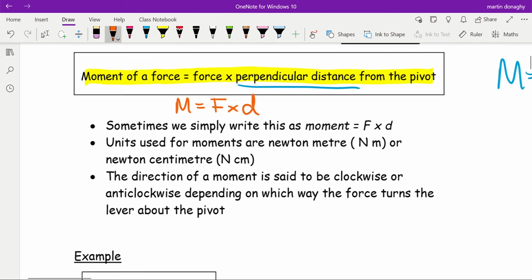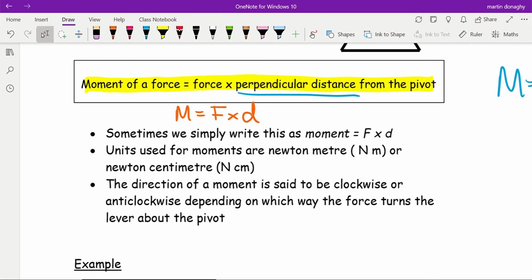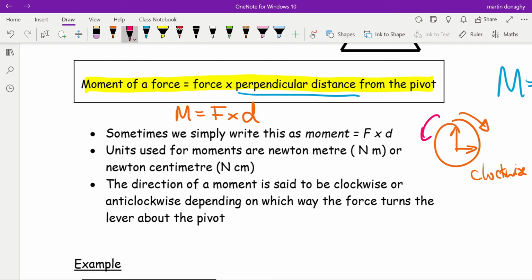Moments have a direction, and we look at a clock face to give us that direction. So the hands of the clock move like that. So if it's going to make an object rotate in that direction, it's clockwise. The opposite direction then would be anti-clockwise.